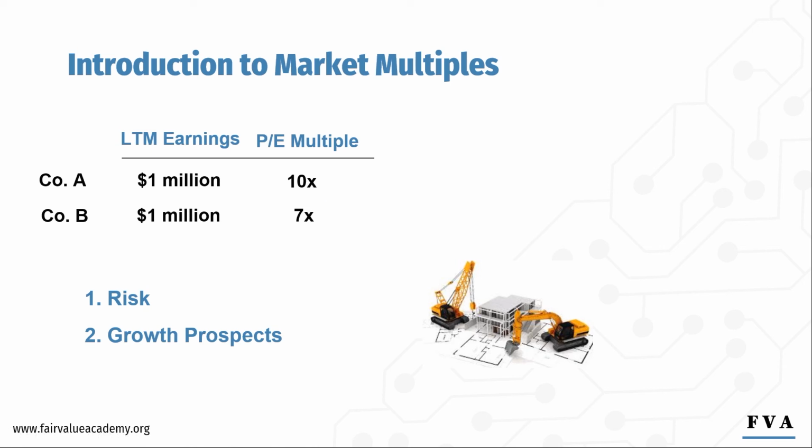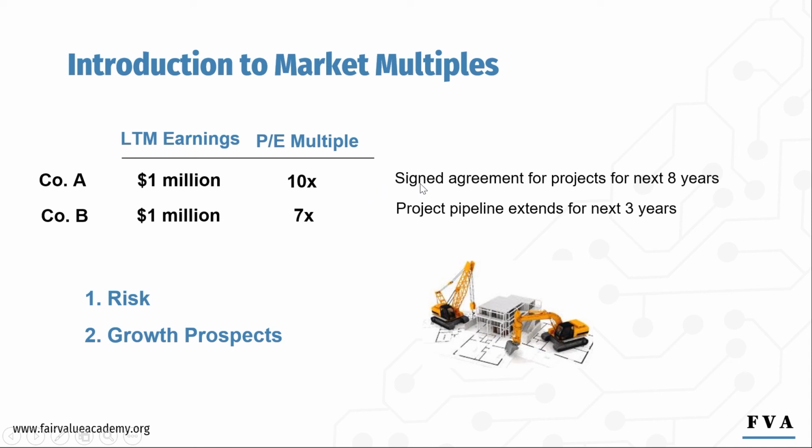So let's investigate further and try to understand why Company A is trading at 10 times earnings, whereas Company B is trading at 7 times. And what I found was that Company A had signed agreements with the government to build roads and bridges for the next 8 years, whereas Company B had projects in the pipeline for only 3 years. So clearly, as an investor, you would be willing to pay more to invest in Company A because it's less risky. It has signed agreements for work for the next 8 years.